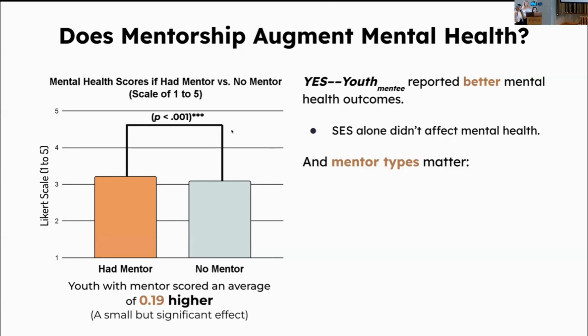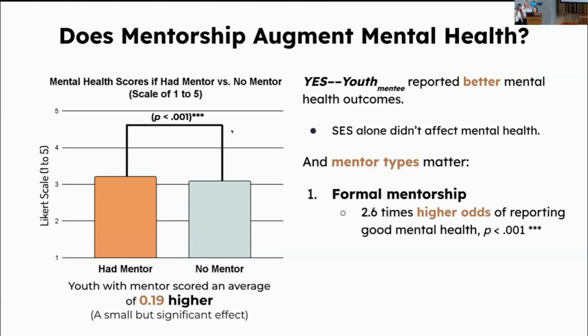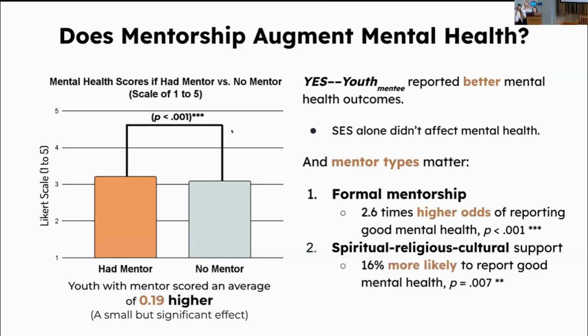And mentor types also seem to matter. Youth who received formal mentorship, like structured mentor programs, had 2.6 times higher the odds of reporting good mental health. And youth who received spiritual, religious, cultural support from their mentor were 16.4% more likely to report good mental health. And in short, access and support to mentorship are crucial. And for Maya, the difference can be life-changing.